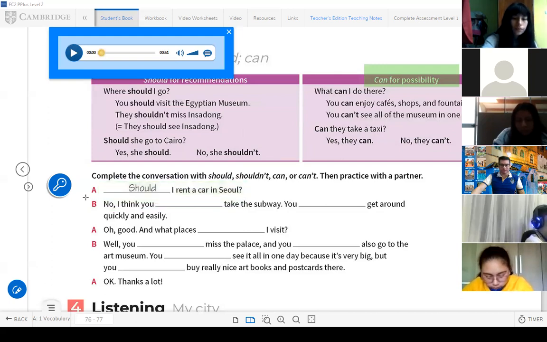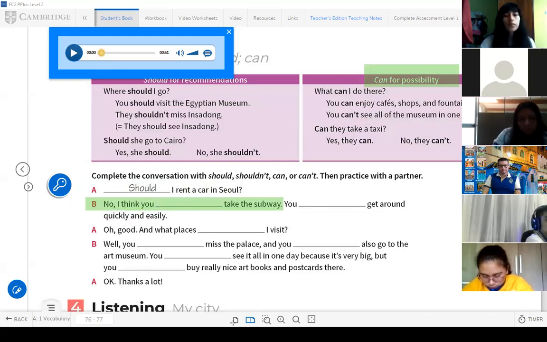¿No? And here, tell me. No, I think you... Vamos, ¿qué será ahí? Recommendation or possibility? ¿Será una recomendación? ¿O será una possibility? What do you think? Should I rent a car?